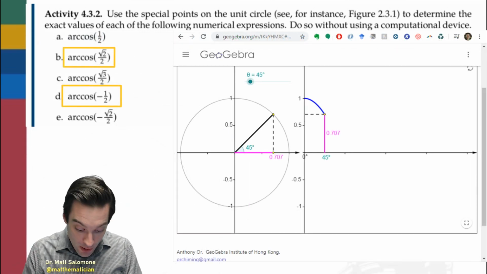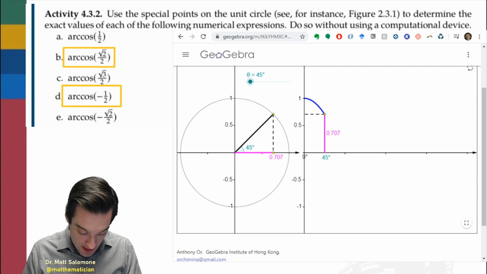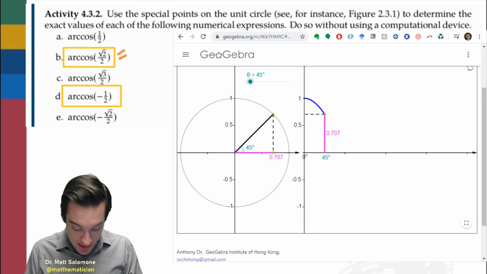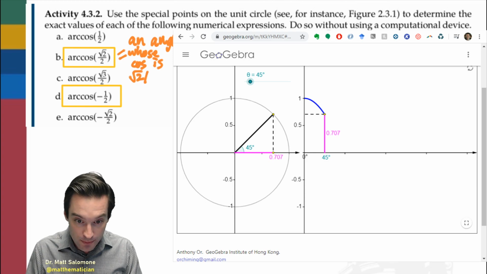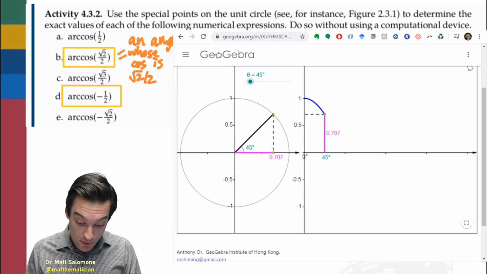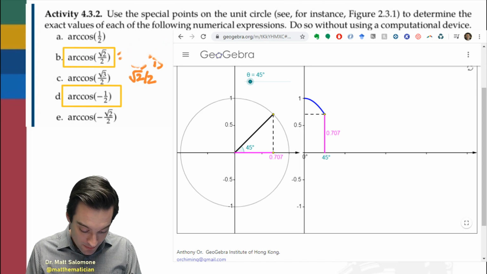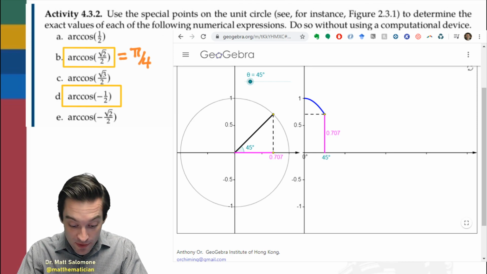Okay. So the arc cosine of the square root of 2 over 2 is, and I'm going to read that in English the way that we just said it, an answer to the question, what angle has a cosine of square root of 2 over 2? Right? And according to what we know about our unit circle trigonometry, the answer to that riddle is that that angle is 45 degrees, or better yet, pi over 4 radians. So the arc cosine of the square root of 2 over 2 is pi over 4.